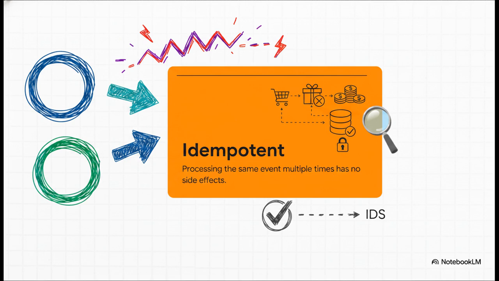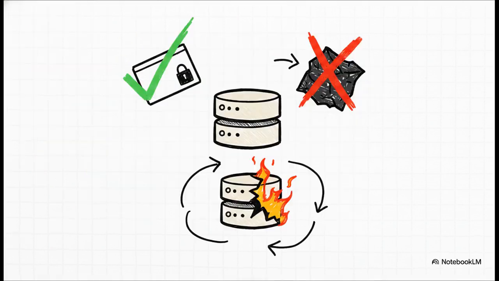Your receiver absolutely must be idempotent. That means ensuring that processing the exact same event multiple times has absolutely zero side effects. You do this by checking the unique event ID in the payload against a database of IDs you've already seen, guaranteeing exactly once processing. On top of that, your dedicated endpoint has to play strictly by the rules of HTTP status codes, just so the provider knows you actually got the message.